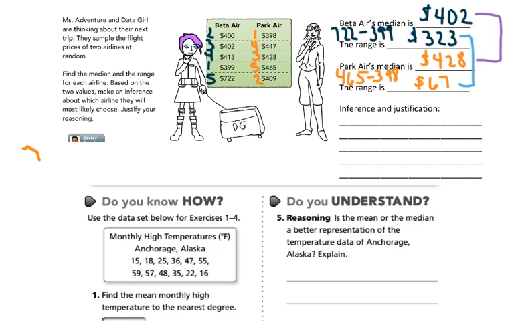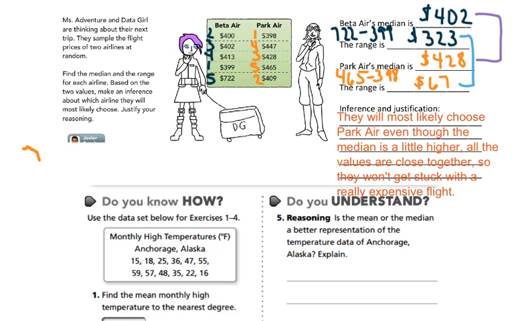Even though their median is higher, I can pretty much count on the same amount of money no matter what. Whereas if I went with Beta Air, I wouldn't know if I got that really expensive flight. So I would go with Park Air since the values are closer together. Alright, so I put that they will most likely choose Park Air even though the median's a little higher. All the values are closer together, so they won't get stuck with a really expensive flight.